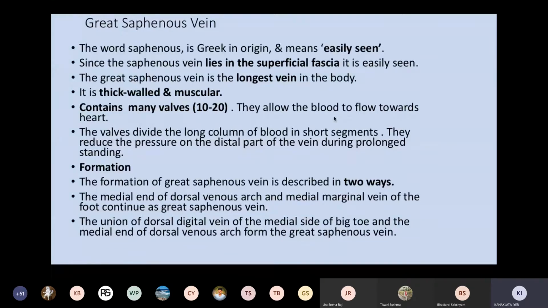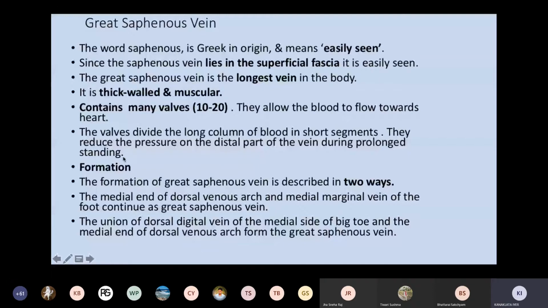The whole column of blood in the short or great saphenous vein is divided into smaller segments because of the valves, because the valves open only in one direction from distal to proximal. That means from the distal part of the great saphenous vein towards the femoral vein. So the blood column is divided into short segments. That is why the distal part of the great saphenous vein does not have to bear all the pressure.